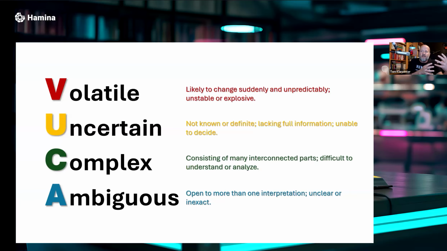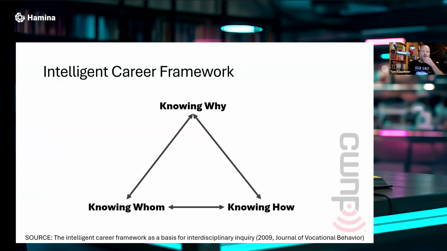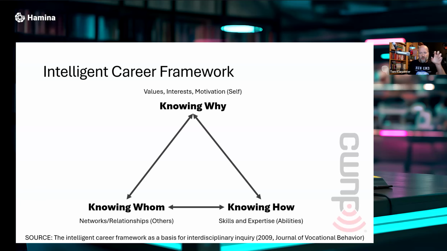Now, given that we're living in this world, we want to have a framework that we can work with. And one of the frameworks that I've come across that I really like actually came from a research paper from 2009 called the Intelligent Career Framework. And what they focused on was knowing why, knowing how, and knowing whom. And basically, knowing how is your skills and expertise, right? Your ability. Knowing whom is your networks and your relationships, and knowing why is your motives, your values, your interests, your motivations.